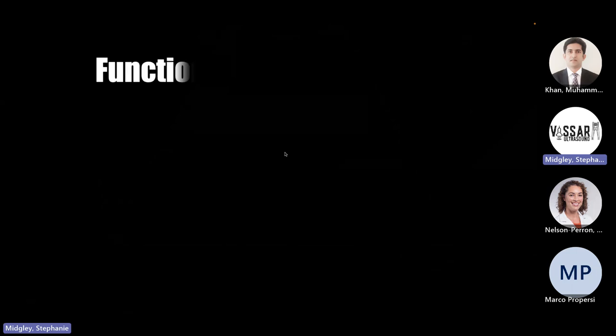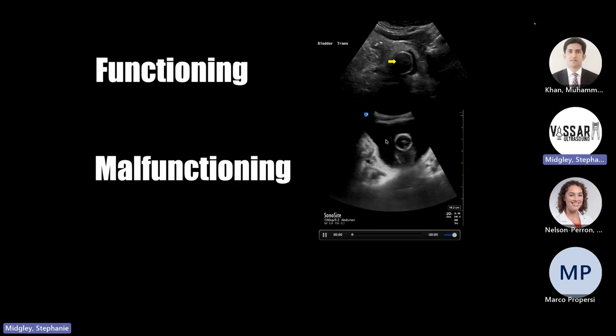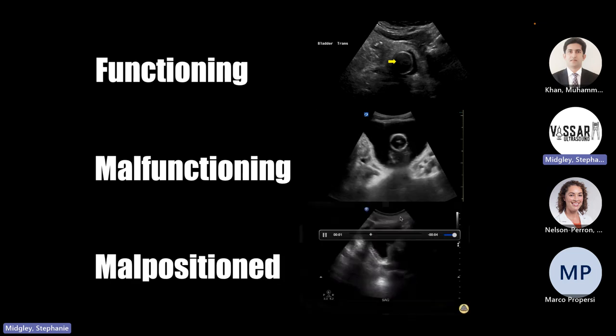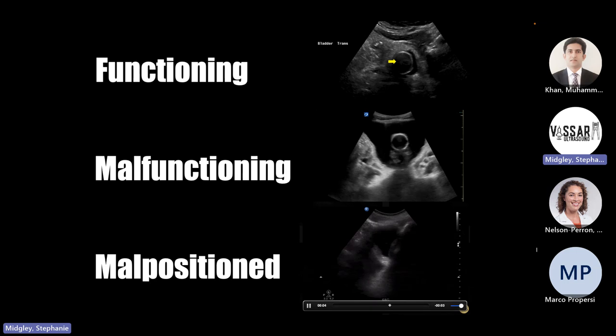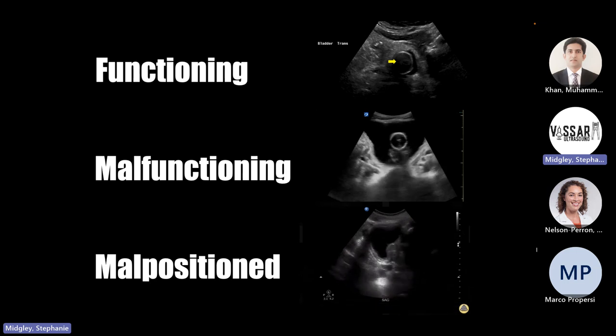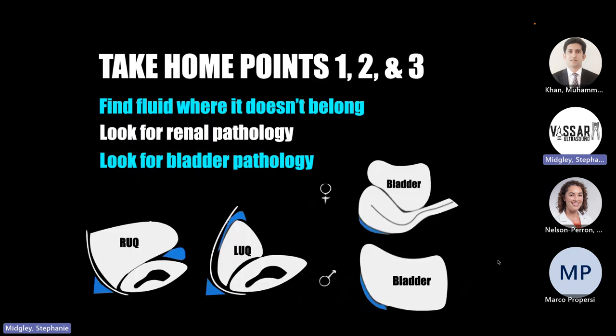And then you can troubleshoot some Foley problems. So if their Foley is functioning, but there's no urine in their bag, you're going to have a balloon with a decompressed bladder. If it's malfunctioning, you're going to have a distended bladder and you can see the Foley catheter in there. And if it's malpositioned, you're going to have a distended bladder where you don't see the balloon of the Foley. So this one is in the prostatic urethra. So you have to remove it or deflate the balloon and then try to advance it.